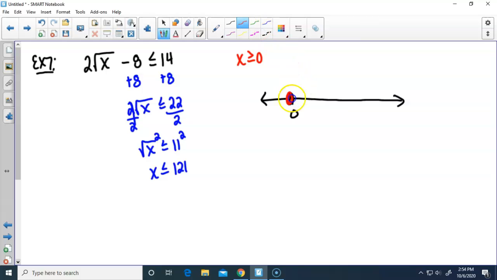And so if we're thinking about our answers here, we know that x has to be greater than or equal to 0. That falls here. And then we also know that this x has to be less than or equal to 121. So that overlap occurs right here in the middle. So we would say that our answer is 0 less than or equal to x less than or equal to 121. Okay, I've got one more problem that I want us to look at.